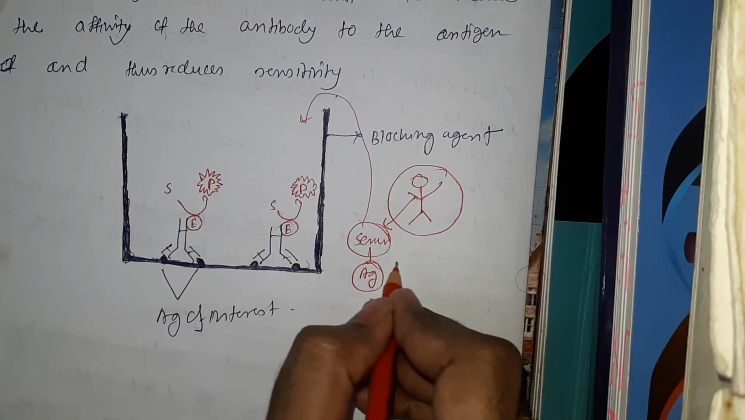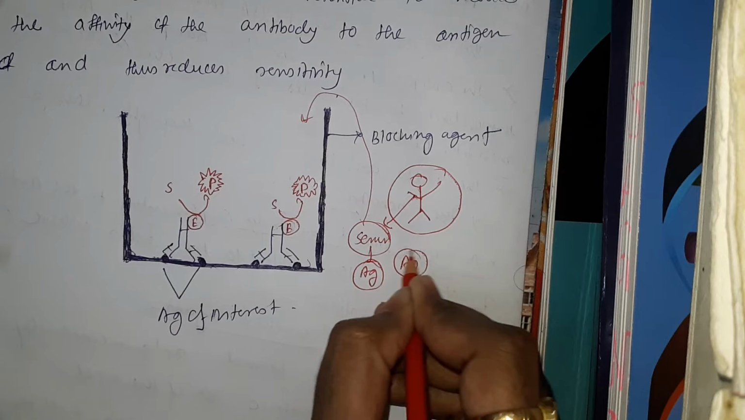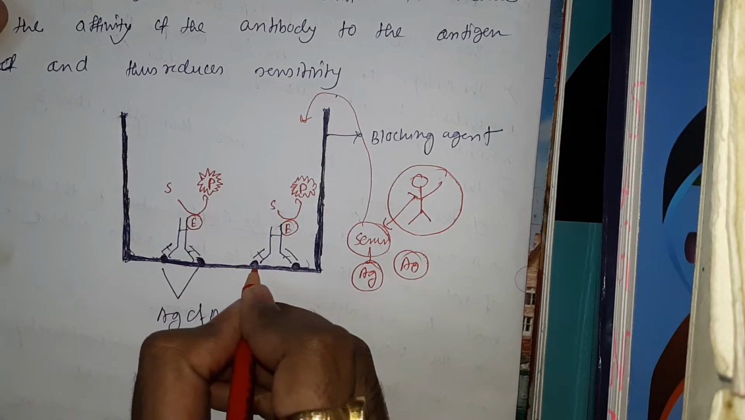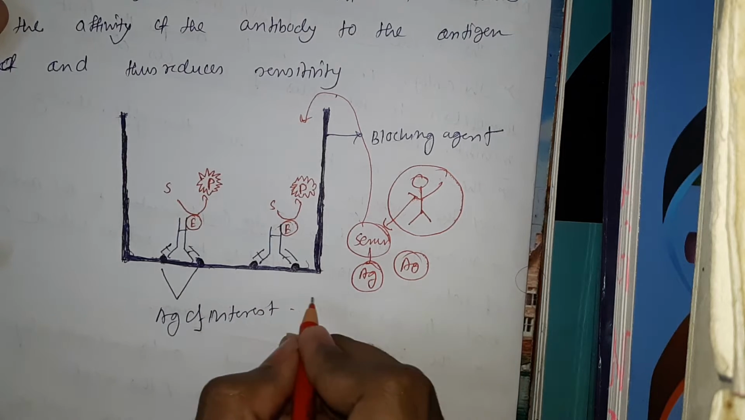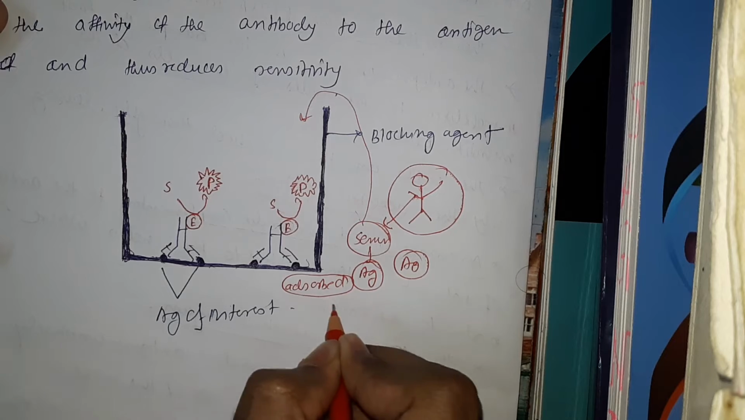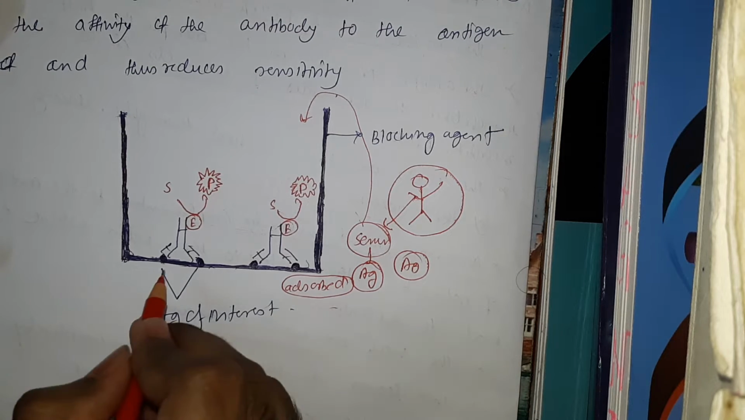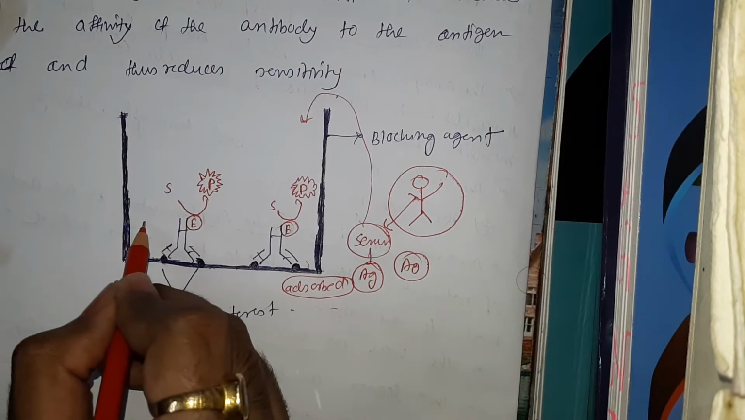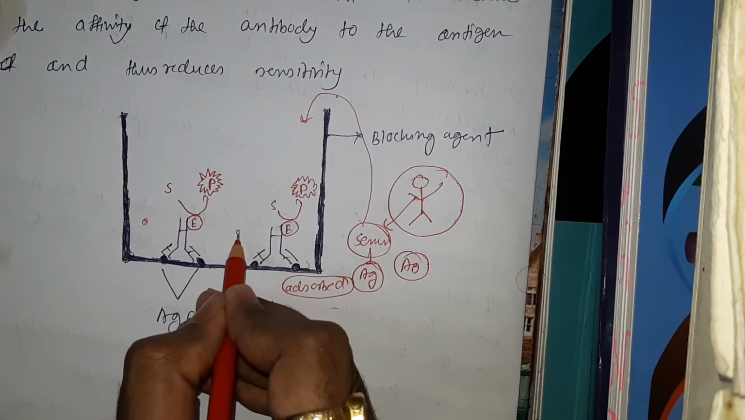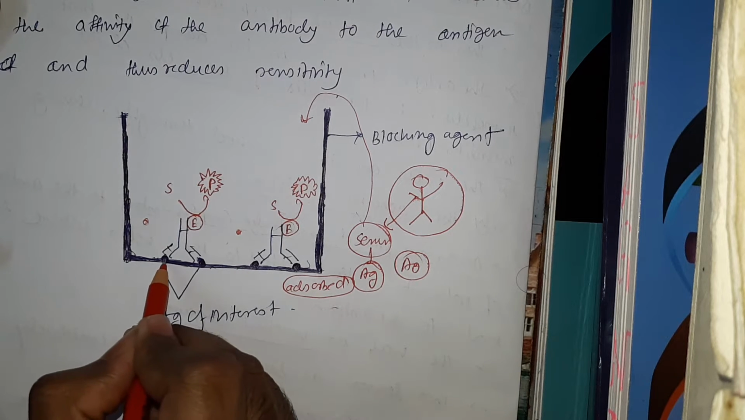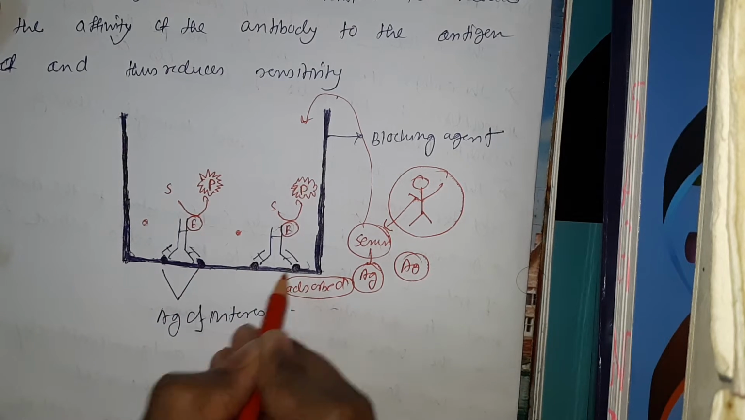If the antigen that you are suspecting is present, then it is going to be attached, or adsorbed, onto the surface of the microtiter well. After that you will wash it. That means the antigens that are unbound will be removed, and you will only have the bound antigens.